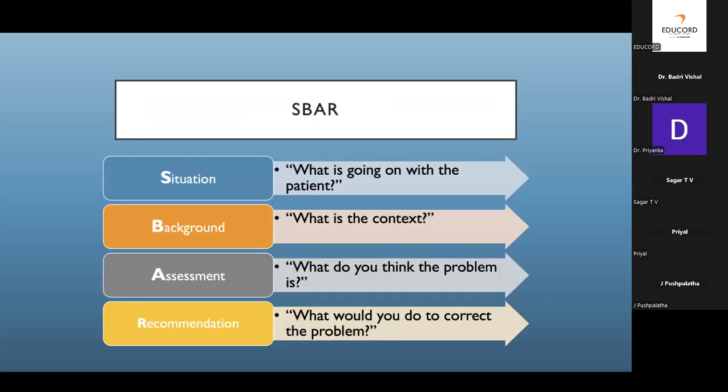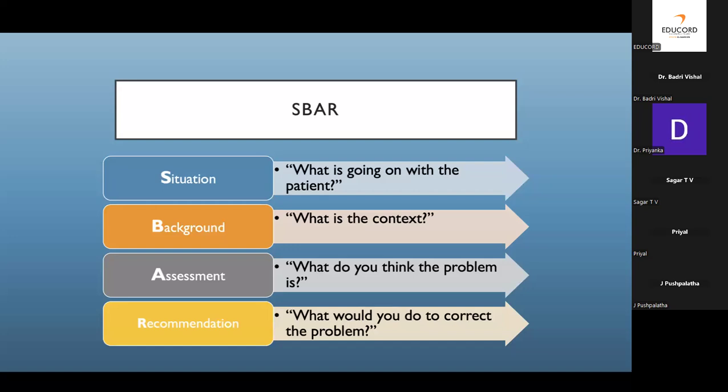Coming to SBAR: you assess the situation, the background, the assessment, and then go for a recommendation. You have to check what is going on with the patient. What is the background, the context of what is going on with the patient? Assessment: what do you think the problem is, and what is the reason for this problem? And recommendation: what can you do to correct this problem?